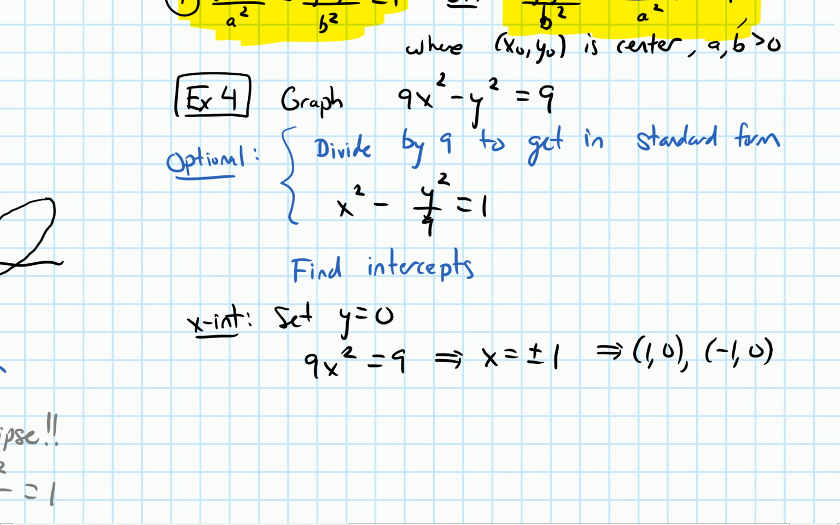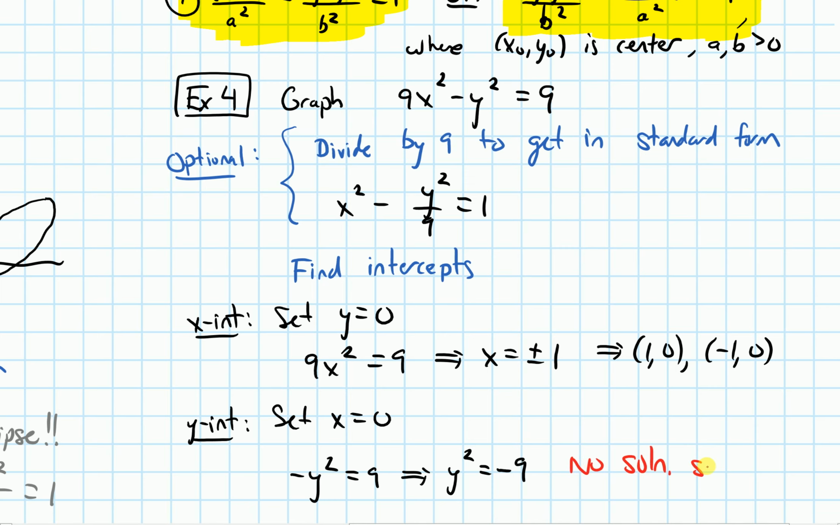Now let's find the y-intercepts. For the y-intercepts, we set x equal to 0. Setting x equal to 0, we end up getting negative y squared equals 9. For both of these, I decided to use the original equation just because it didn't have fractions, so that looks simpler to me. Then if I move the negative over, we get y squared equals negative 9. But that has no solution, since y squared is always greater than or equal to 0. It's never going to be negative 9.